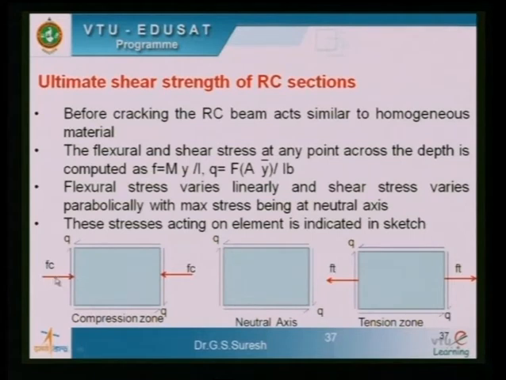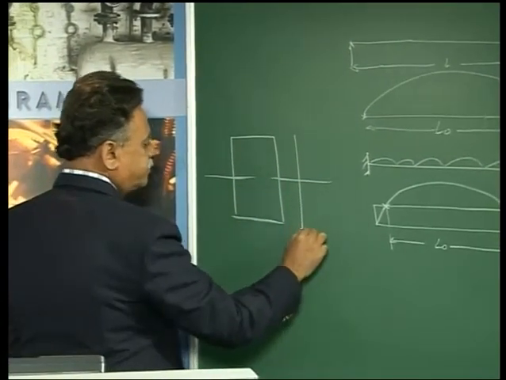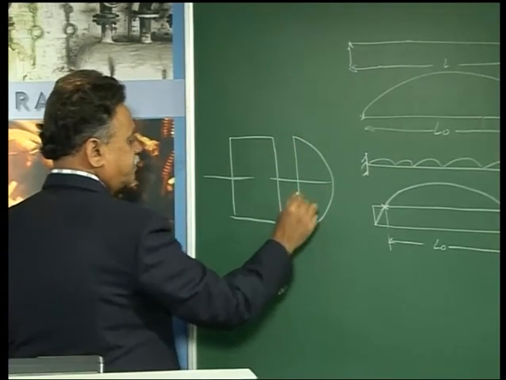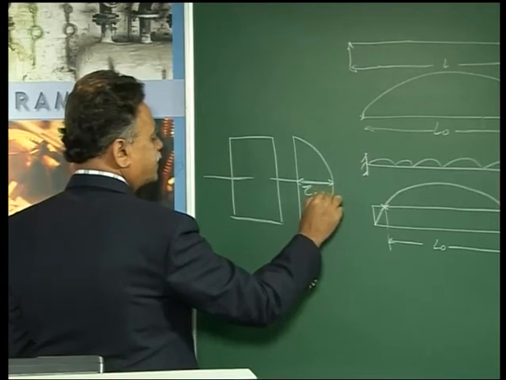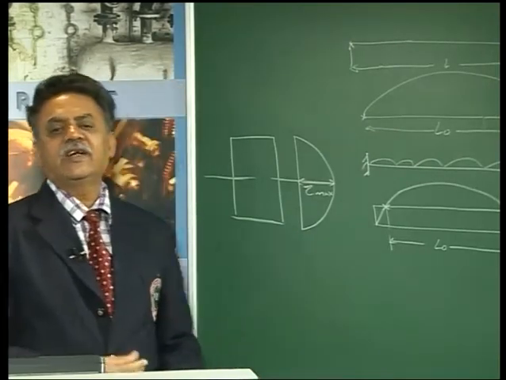The flexural stress varies linearly from 0 to maximum at the compression extreme fiber. The shear stress varies linearly, rather parabolically, from 0 at the extreme edges and maximum at the neutral axis. Let me recall on the board how we draw the shear stress diagram for a rectangular beam. If this is the rectangular beam, we used to draw the shear stress like this. Here, this is the tau max. So, this is how we calculate the shear stress diagram.